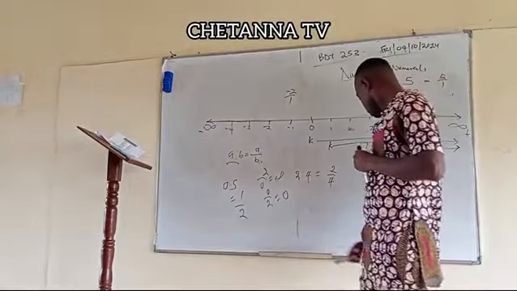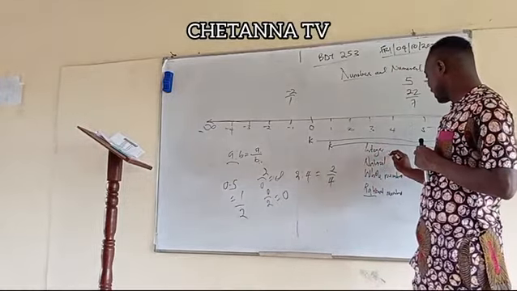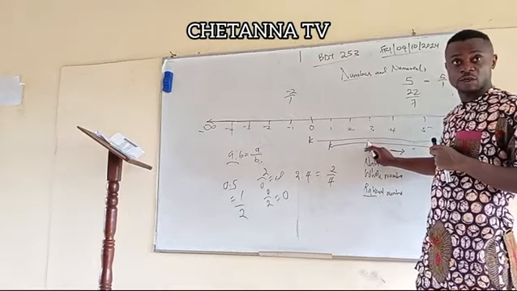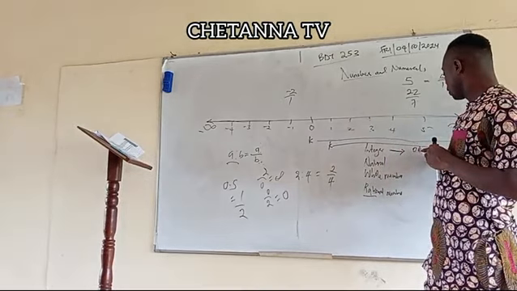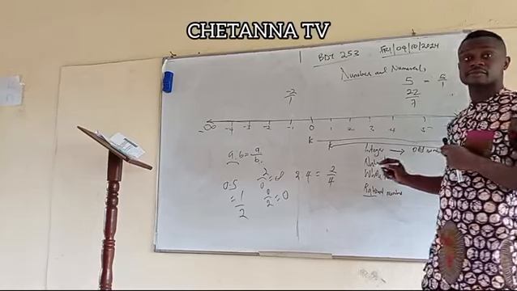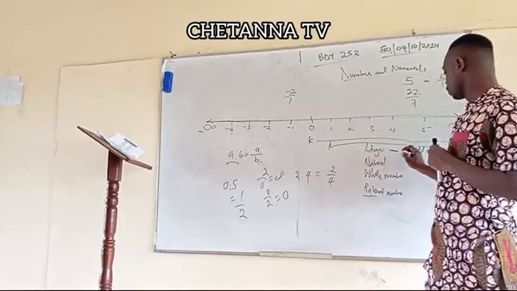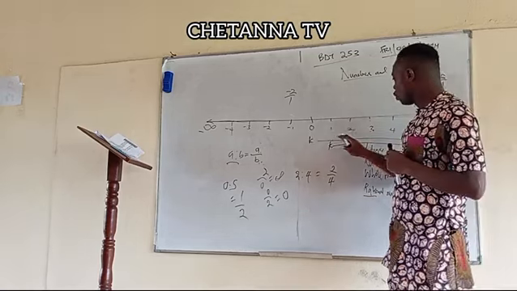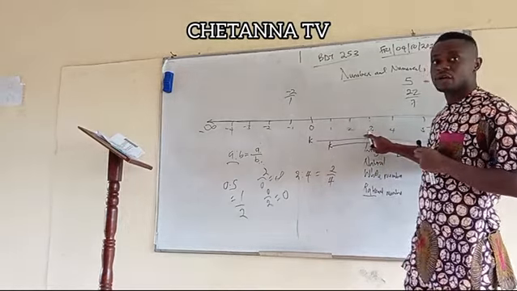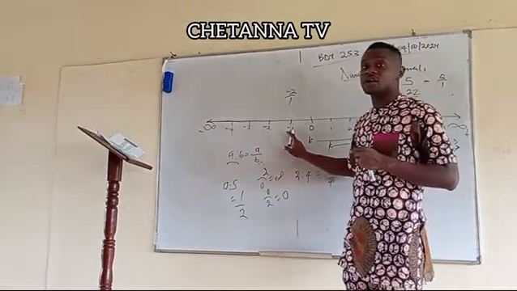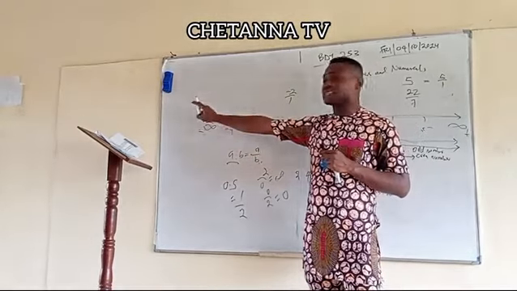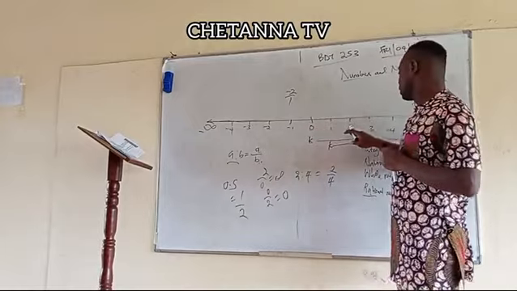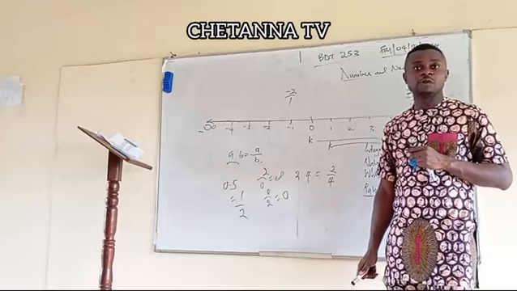Now, in that case, we can place odd numbers under integers. We have odd numbers, and even numbers are also integers. So 1 is an odd number, 3 is an odd number, 5 is an odd number, minus 1 is an odd number, minus 3 is an odd number, minus 5 is an odd number, right? For even numbers, minus 4 is an even number, minus 2 is an even number, and so on. Are we together?